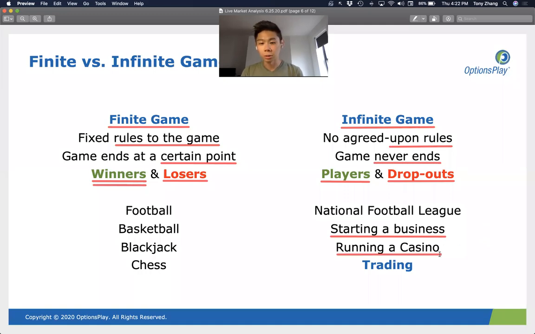Such as running a casino. There's no such thing as winning when it comes to running a casino, or running the National Football League. You can win in a game of football, but you cannot win in the National Football League. The league itself cannot win. The league is either in power, if you will, or the dominant league, or it gets overcome by a smaller league.